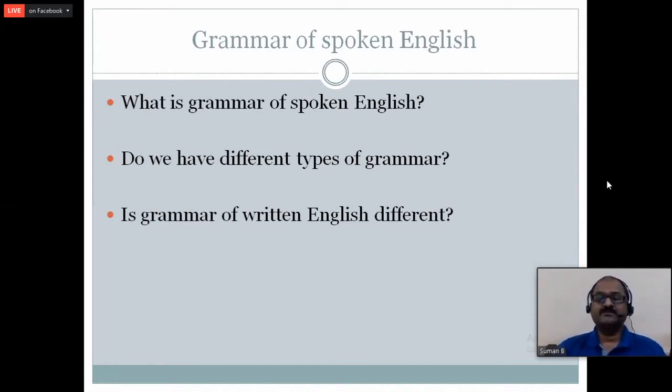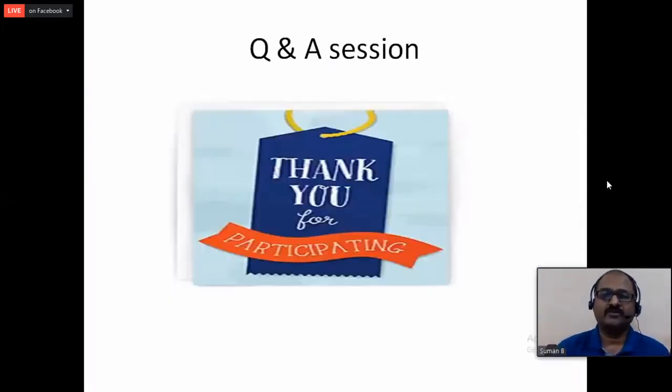So when we learn spoken English or encourage spoken English in our classrooms, we need to be aware of all these aspects. The best way to learn spoken English is to expose ourselves to spoken discourses rather than written discourses. This is the most important learning that I want you to take away from this class. If you want to learn spoken English faster, make sure you expose yourself to spoken discourses a lot rather than written discourses. With this, I'd like to conclude my session and we'll move on to the question and answer session. Thank you all.